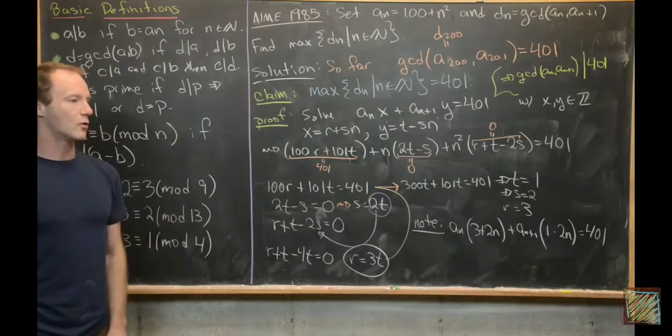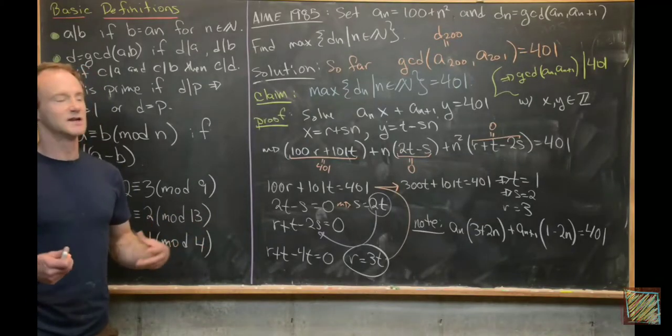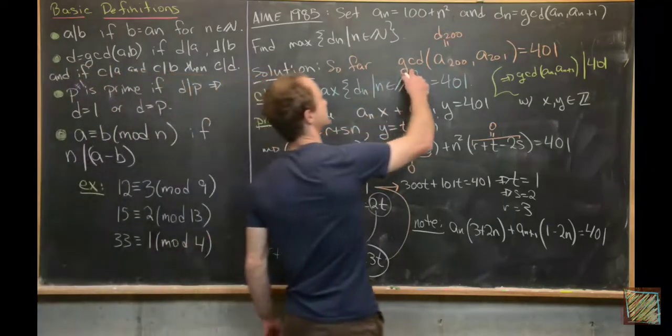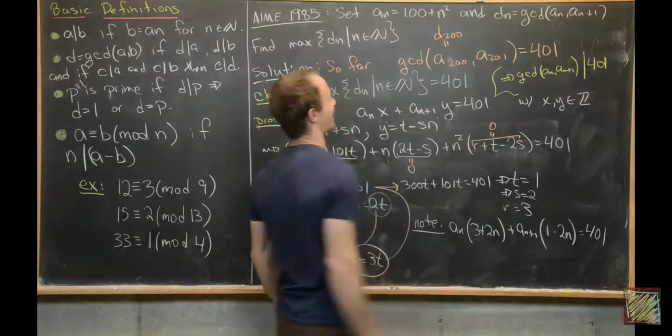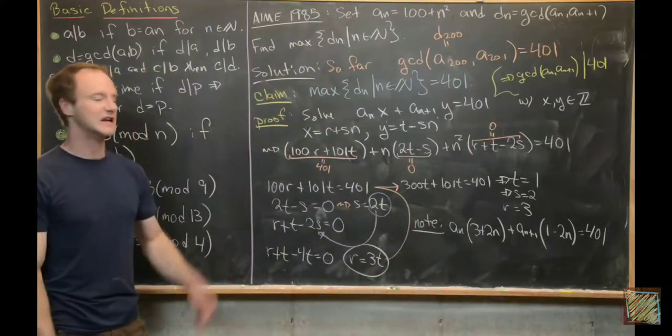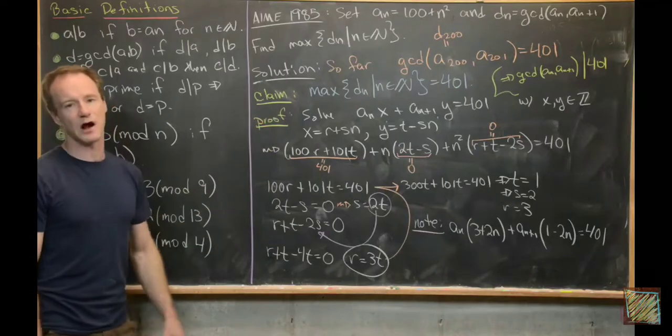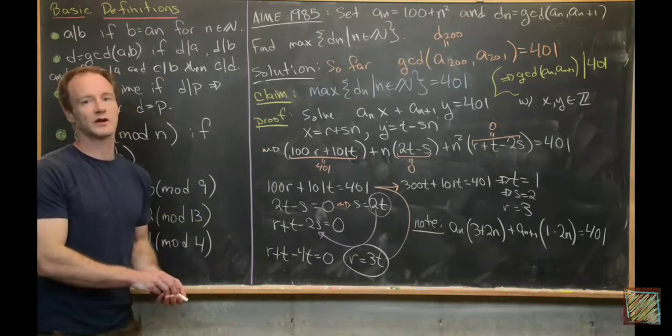That makes 401 the greatest possible value of d sub n, but we found a place where d sub n was exactly equal to 401, so we achieved that largest possible value. And so that finishes this problem. I'll go ahead and clean this up and we'll look at one more.